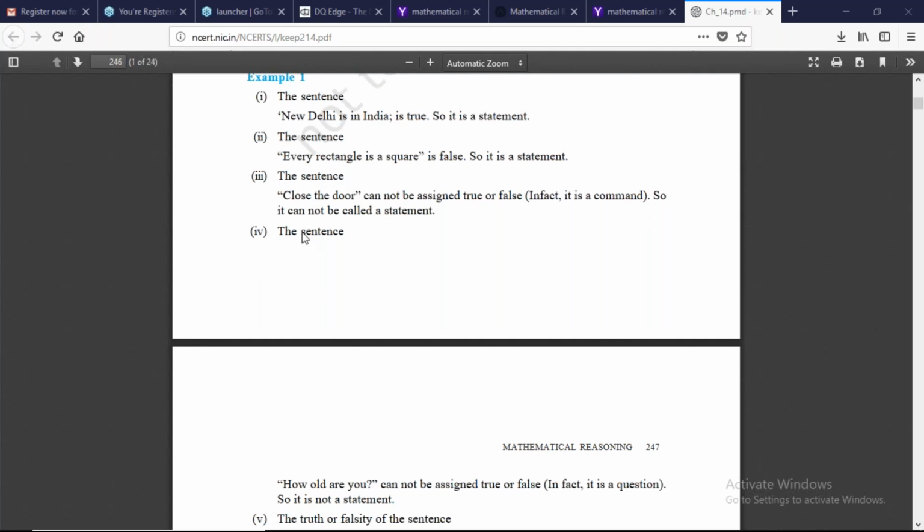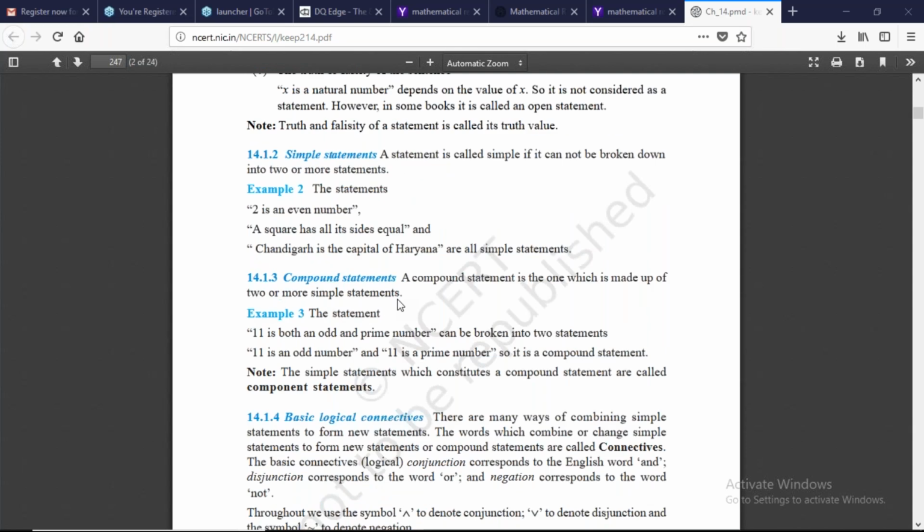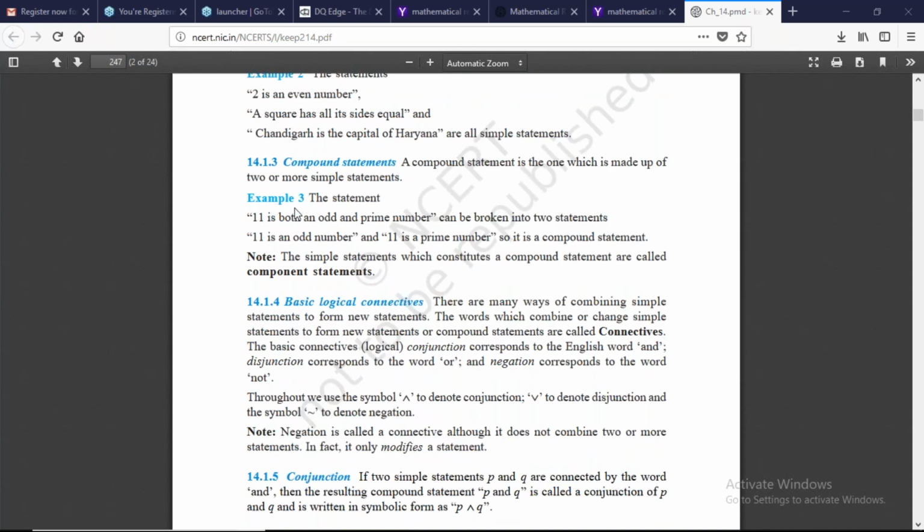Okay, so the next thing is, this is just one single statement, right? When I say every rectangle is a square or New Delhi is in India, it's just one particular statement. I can join many of these statements together, like two or more statements can be put together, like how you learn conjunctions in English. The same concept is applied here. Now if you see the compound statements, it says 11 is both an odd and a prime number, which means I'm putting two different sentences together. So I can break this into 11 is an odd number and 11 is a prime number. You guys got the difference now?